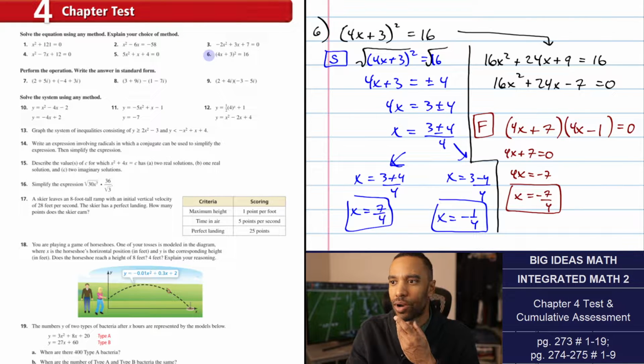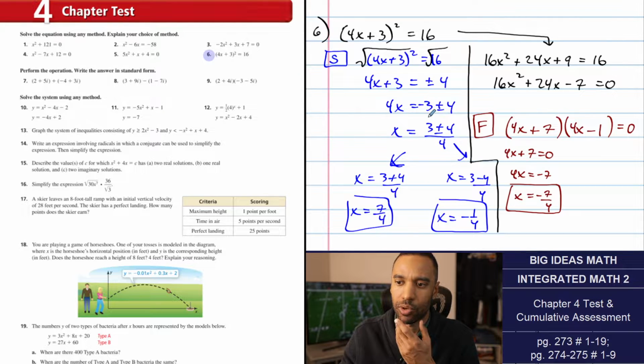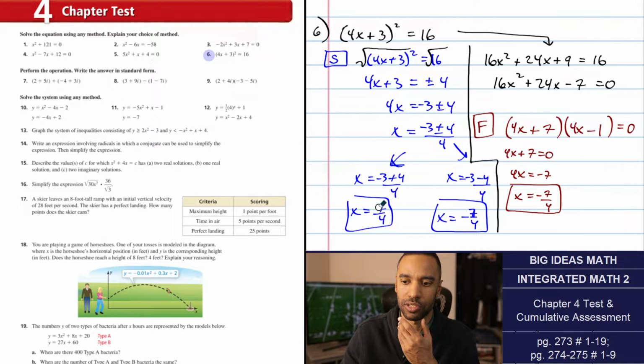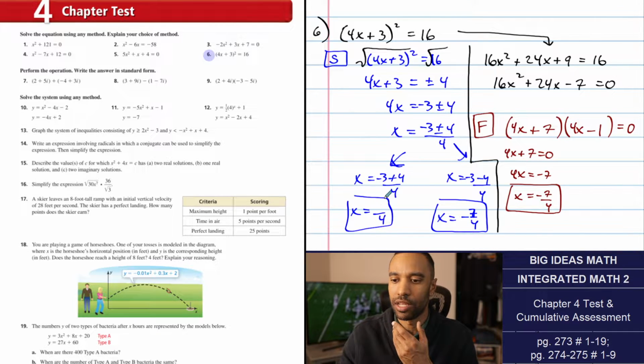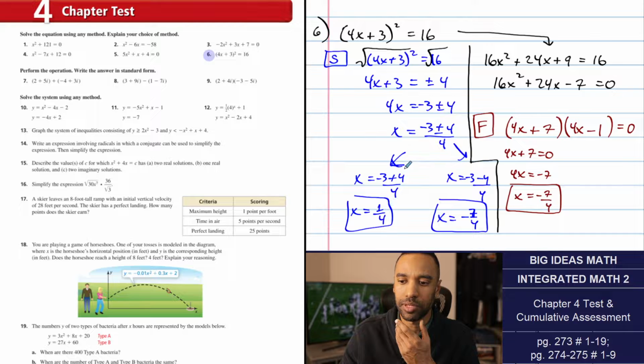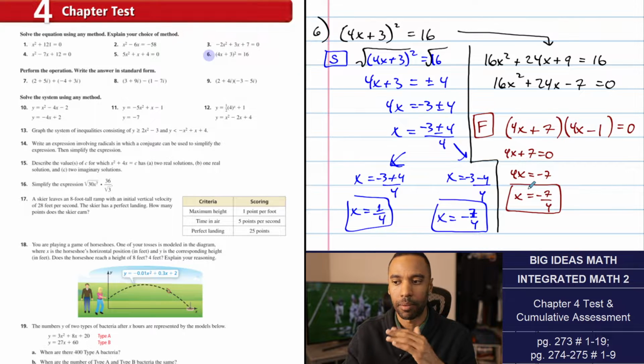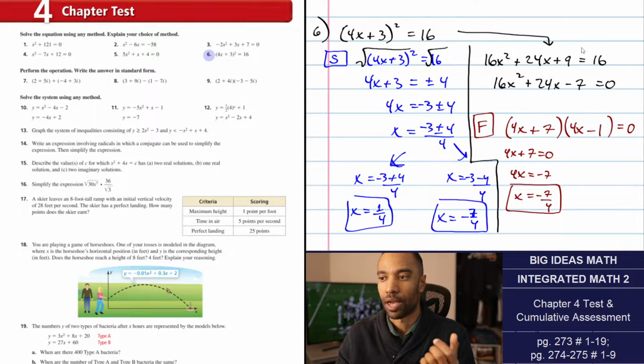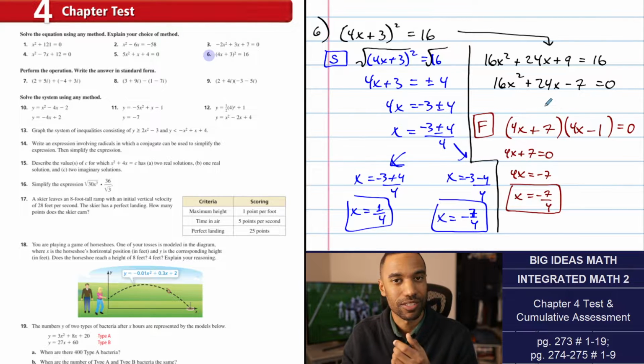Plus 3. Oh, I had to subtract 3 over. I apologize. Subtract 3. Subtract 3. This is negative 3. This is negative 3. So let's do that again. This is negative 7/4, and this is positive 1/4. It's a good thing that we looked at a different method. I probably said subtract 3 as well, and I probably just didn't do it. Okay, so I got the first answer wrong because I didn't subtract. Sorry about that.